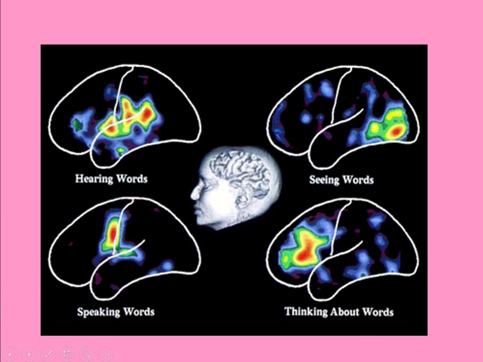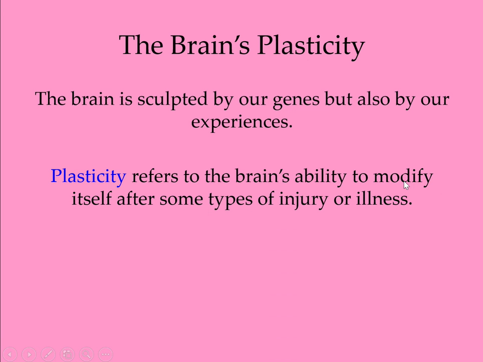So if we look at all the different brain parts and how they light up when we stick you in an fMRI machine, we can see all the different areas light up. So hearing words, our temporal lobe lights up, speaking words, our frontal lobe, seeing words, our visual cortex, and then thinking about words, whether it's thinking about meanings or just thinking words, lights up our frontal lobe.